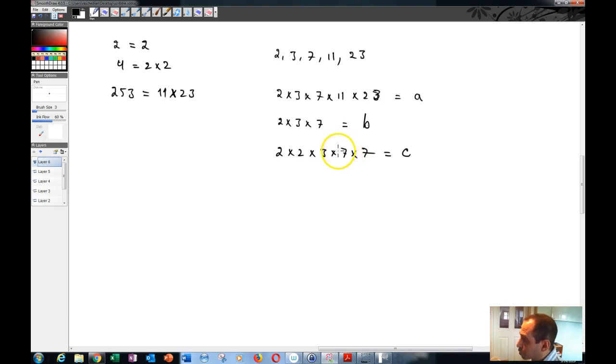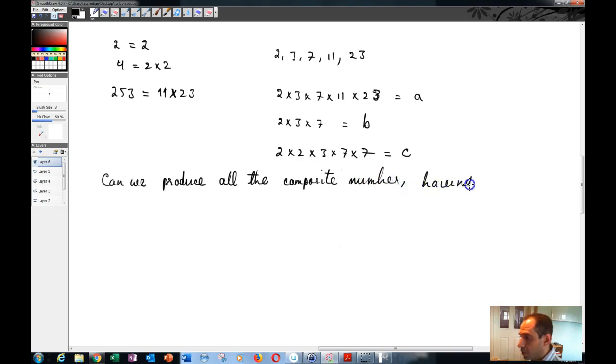Now the question is, can we produce all the composite numbers this way, having the collection of all the prime numbers? Okay, so that's the question that we want to answer.